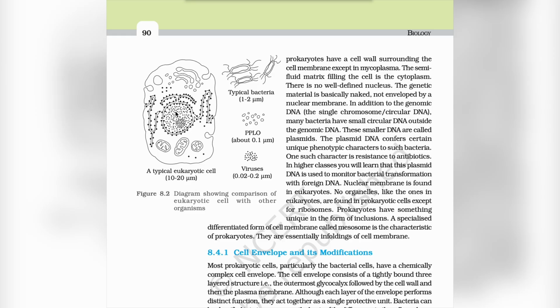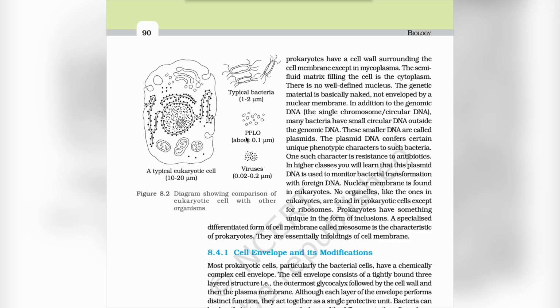It has a well-defined nucleus, mitochondria, Golgi body, all the cell organelles are present. And then you have a prokaryotic cell. Size range is 1 to 2 micrometer. This is the diagram of a bacteria. You can see flagella coming out of the glycocalyx.